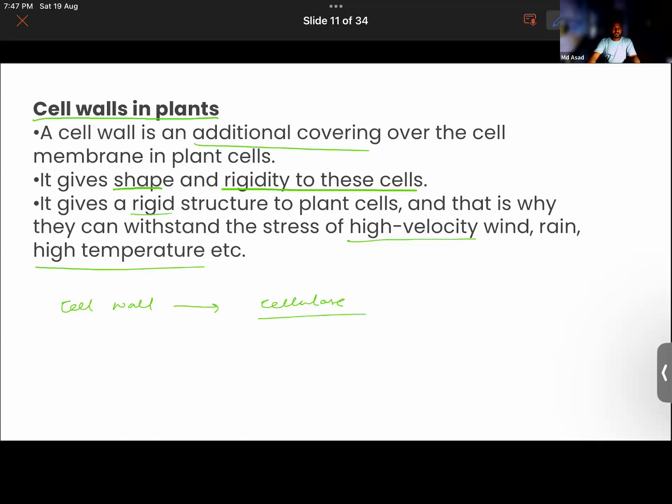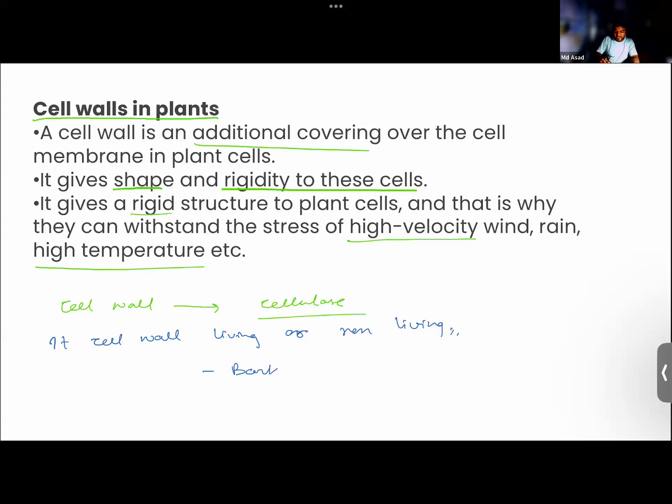Now the question is, is the cell wall living or non-living? Non-living. Exactly, very good. So the bark of the tree which you see is basically cell wall. It is due to the accumulation of dead cell walls. So it is non-living. And another question is, is it a selectively permeable structure or a freely permeable structure?